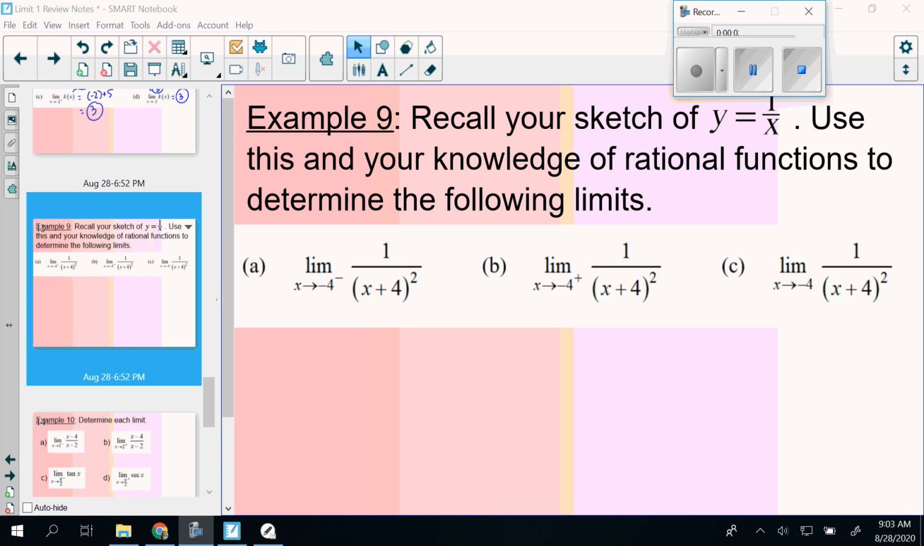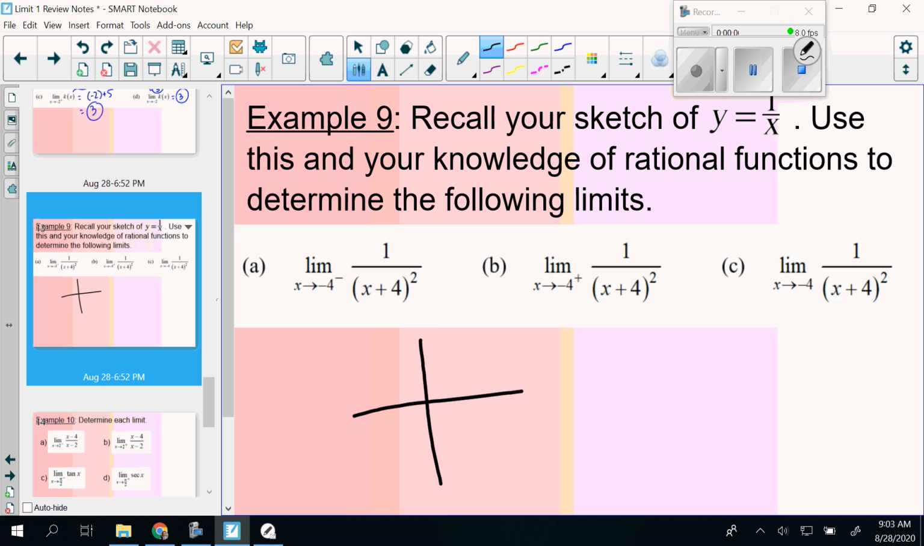All right, recall in an earlier video we looked at the graph of 1 over x and what that looked like, and we had this graph that looked like this. Use your knowledge of rational functions to determine the following limits. Well, here the graph is not 1 over x, it's 1 over (x plus 4) squared. Well, think about some of the things we know. What made this graph have something weird going on here?